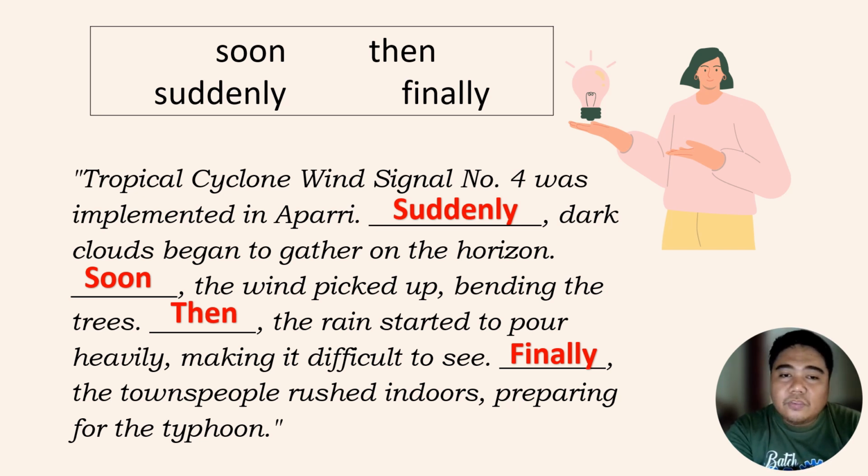Tropical cyclone wind signal number 4 was implemented in Apari. Suddenly, dark clouds began to gather on the horizon. Soon, the wind picked up, bending the trees. Then, the rain started to pour heavily, making it difficult to see. Finally, the townspeople rushed indoors, preparing for the typhoon.